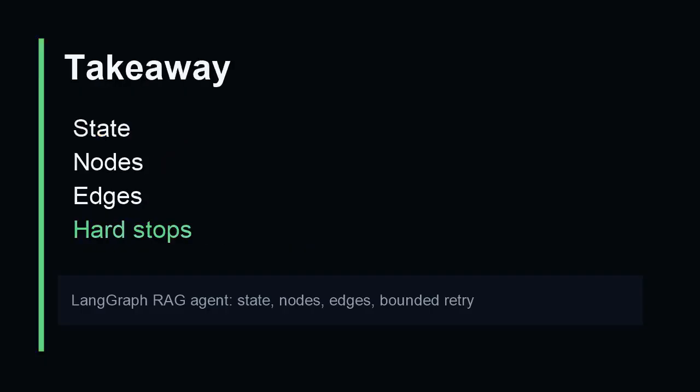LangGraph is useful when agent behavior needs visible control, state, branching, memory, retry, and hard stops. Start small. Make every transition explainable.